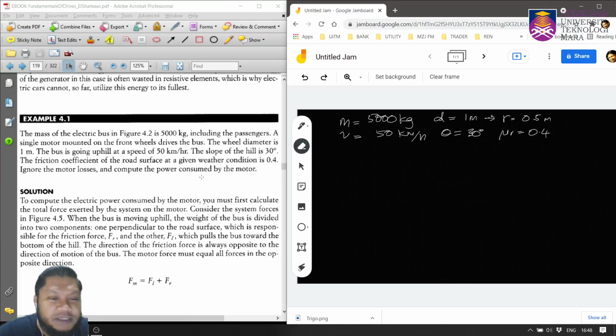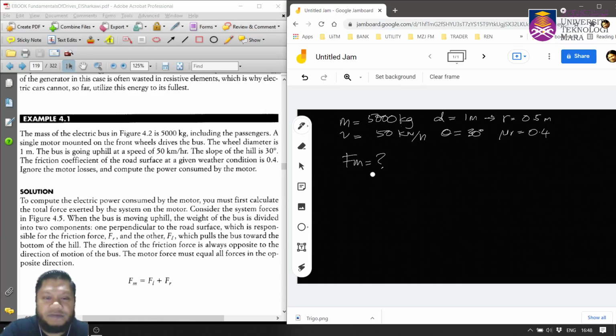To compute the electric power consumed by the motor, you must first calculate the total force exerted by the system on the motor. So you need to find the total force, which is FM, isn't it? So what is the FM? Consider the system forces in figure 4.5. When the bus is moving uphill, the weight of the bus is divided into two components.